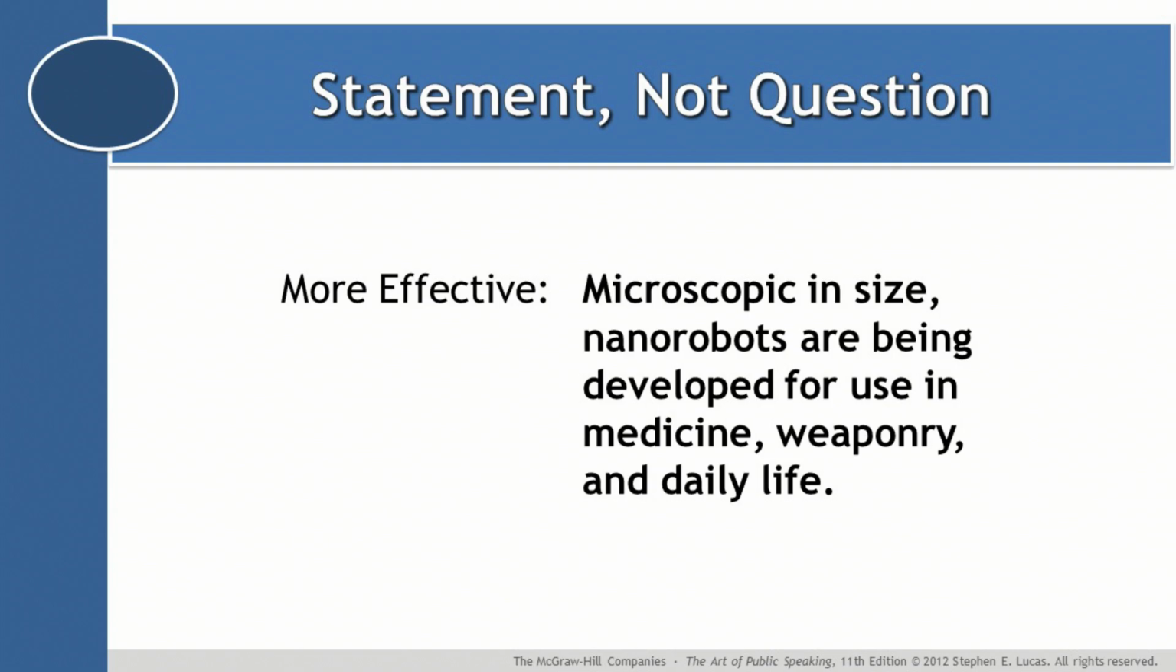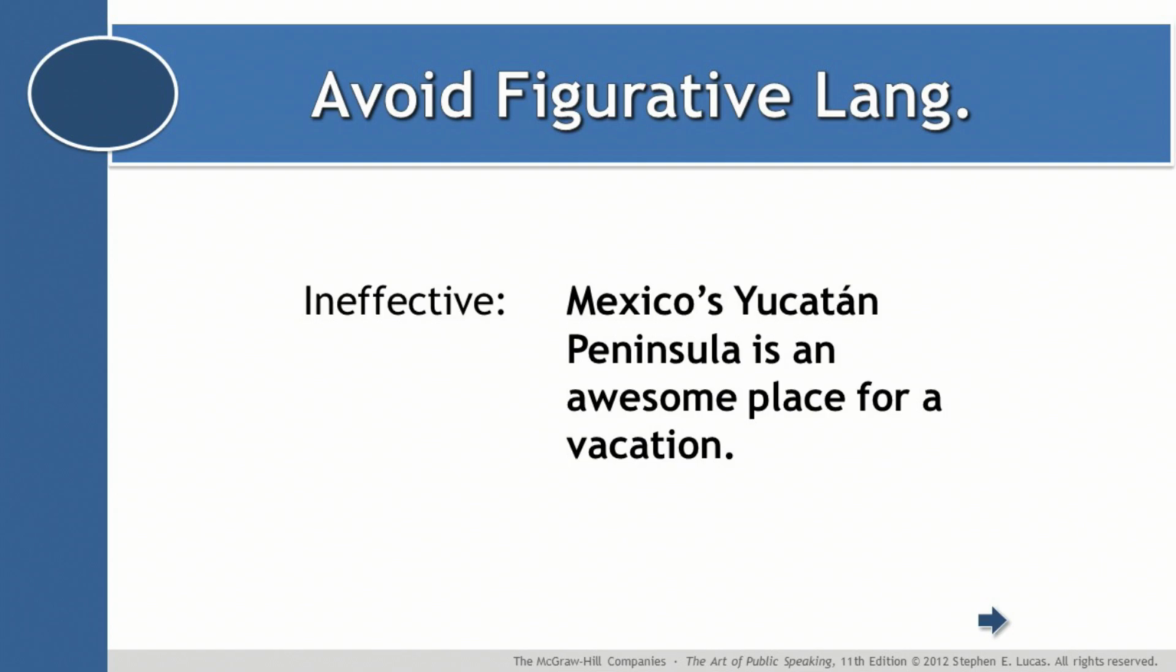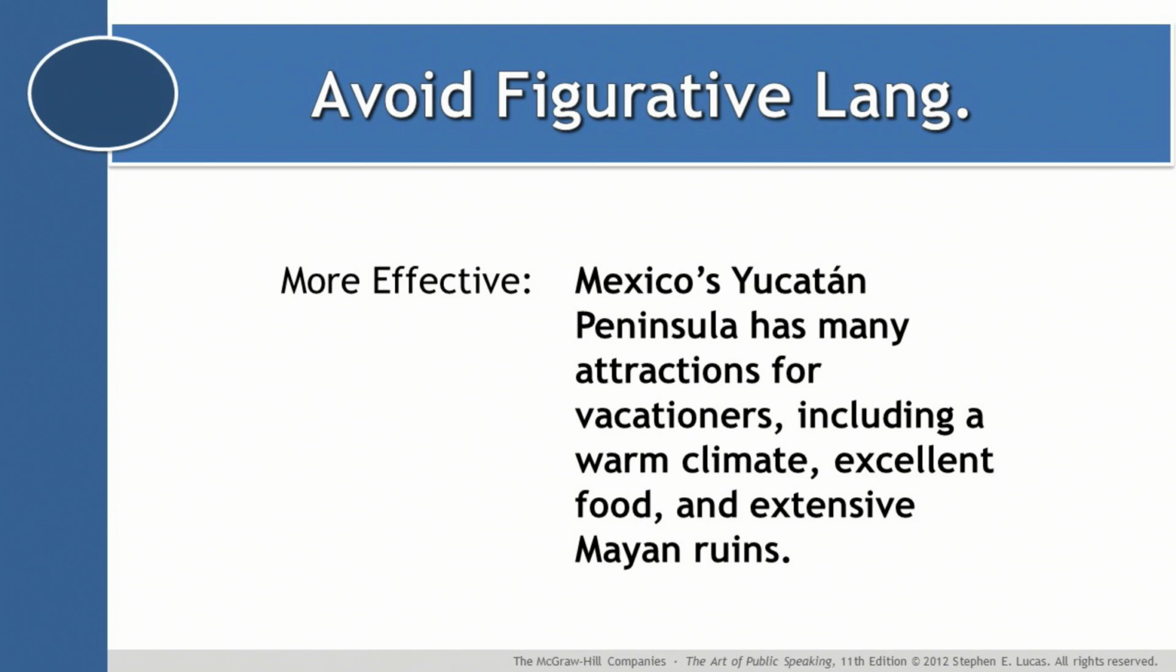Our third guideline has to focus on avoiding figurative language. An ineffective example: Mexico's Yucatan Peninsula is an awesome place for a vacation. How do we define what makes something awesome? Everybody's perspective is different. Maybe it's awesome because it's cheap. Maybe it's awesome because it's exclusive. It all depends on the individuals. So we need to take that figurative language and rewrite it to: Mexico's Yucatan Peninsula has many attractions for vacationers, including a warm climate, excellent food, and extensive Mayan ruins.